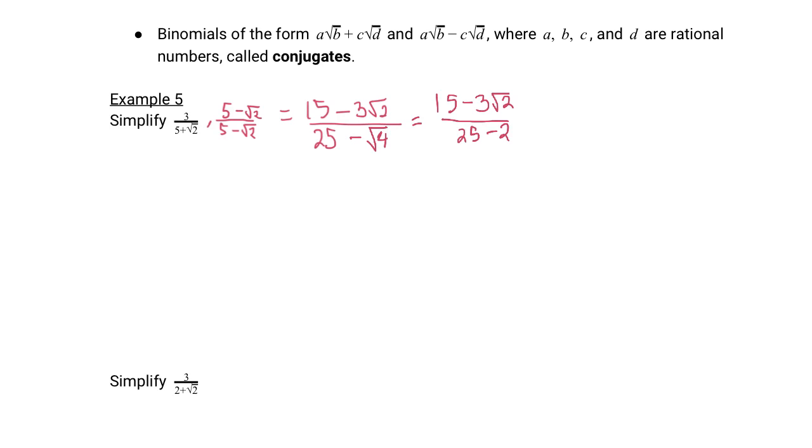Only thing left to do is simplify the denominator. The numerator stays the same. And on the bottom is going to be 23. And that's your answer. That's the simplified version of 3 over 5 plus the square root of 2.